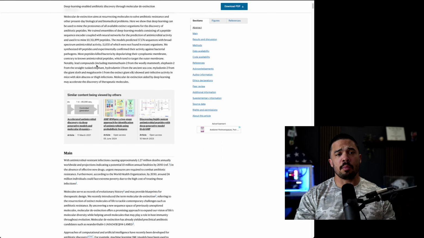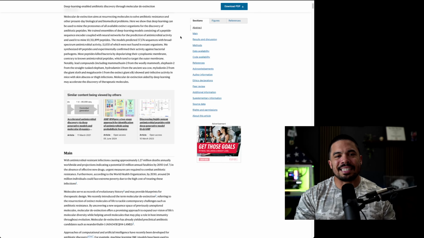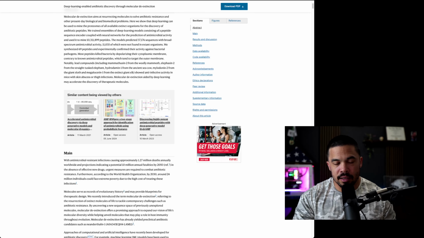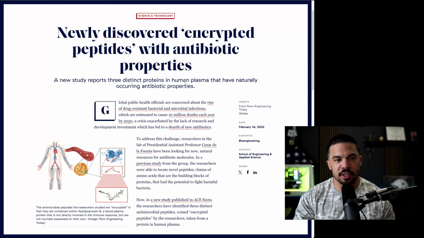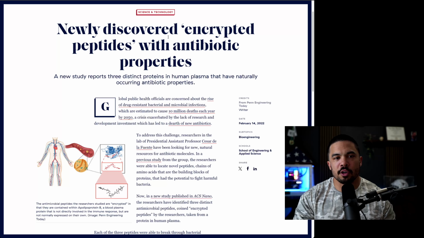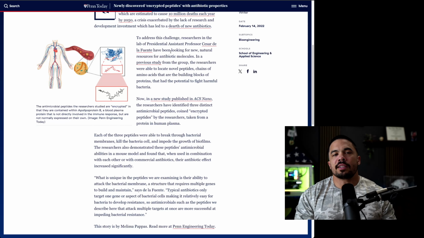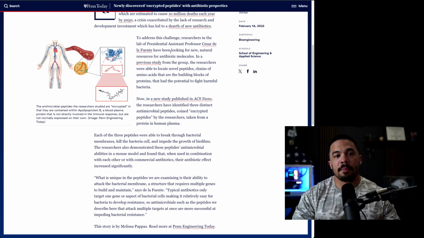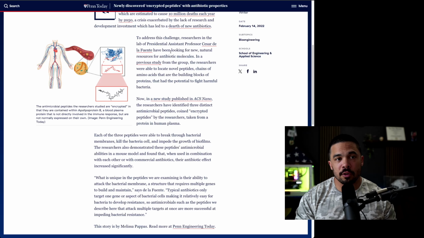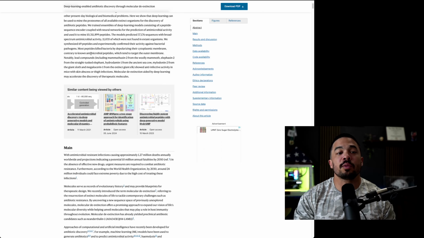So from the proteomes, and actually there's these things that are called encrypted peptides. And I believe I have, here we go, a University of Pennsylvania article, newly discovered encrypted peptides with antibiotic properties. So these are things that are studied within humans. There's some peptide sequencing that we can rely upon to create antibiotics. This is what they're looking for through the extinct database of the DNA sequencing. So we go back, and this is what they found.